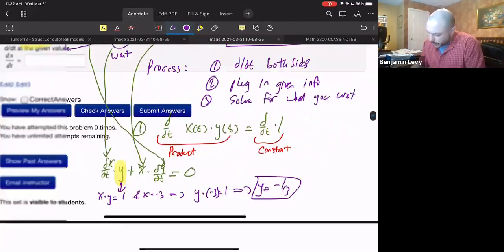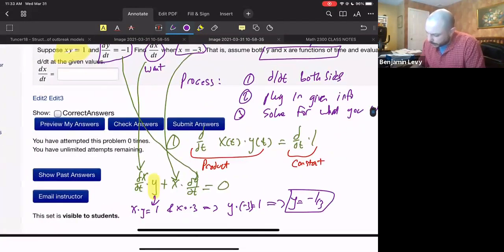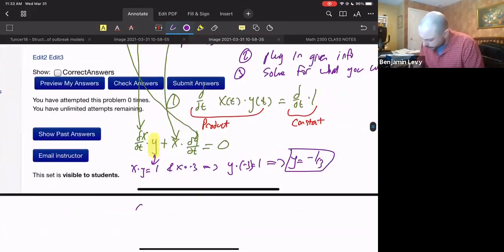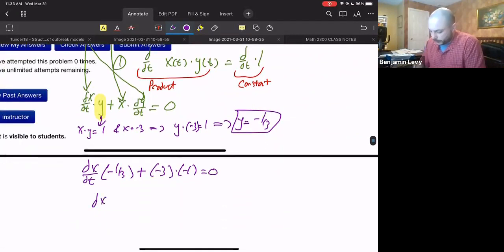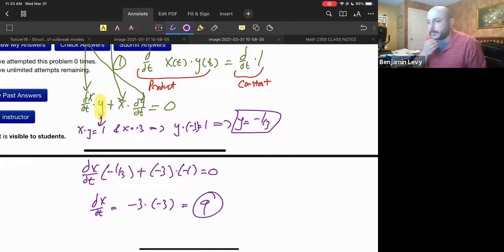So let's see, dx/dt is what we're trying to figure out. X is -3, dy/dt. Okay, so this ends up being dx/dt times -1/3 plus -3 times -1 equals 0, right? And then we can solve for dx/dt. It will be -3 times -3, which is 9. I'm skipping some algebra there, but you can think about that. I think that's correct.